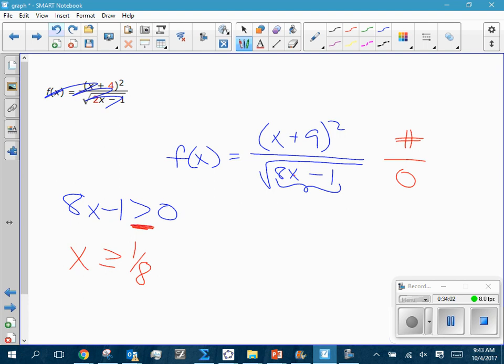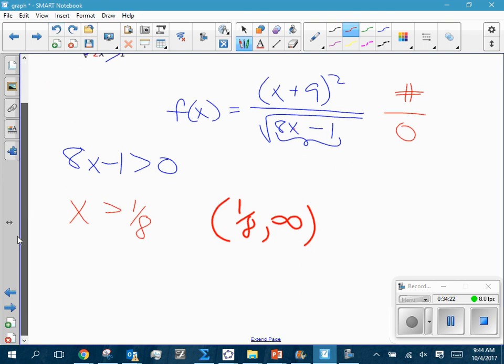No. So what we have to do, when the radical is in the bottom, instead of saying greater than or equal to 0, is say it's got to be greater than 0. And now we've got x greater than 1/8. And that's going to be our interval for that domain.